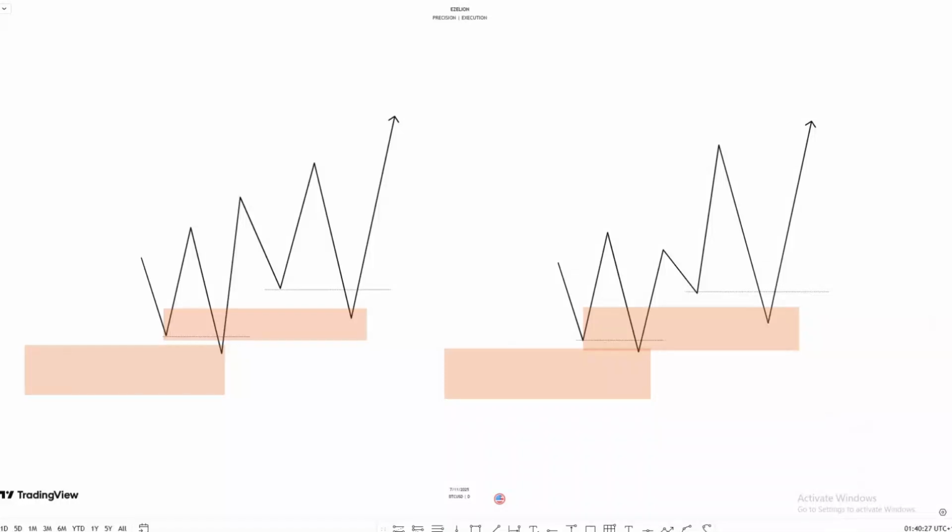Welcome to the full course on liquidity, structure, and POI. So this trading model is a very nice trading model. It is a mechanical trading model, so it is rule based. All you need to do is to find the setup and take an entry. There's not much complication in it.